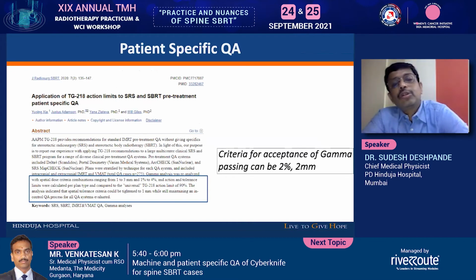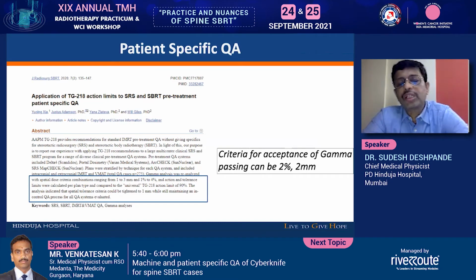Okay, now we'll talk about what should be the criteria. Now this is the paper from Duke University, which claims that the spatial resolution can be tightened to 1 millimeter. Believe me, 2%, 2 millimeter passing gamma, about 90%, is a challenge for a physicist. So we can tighten the tolerance from 2% to 1 millimeter, but is it possible to get a result?